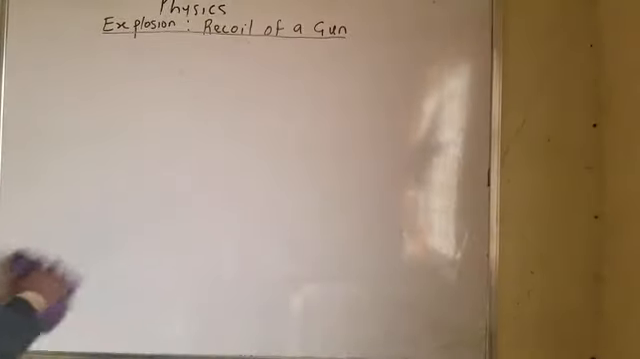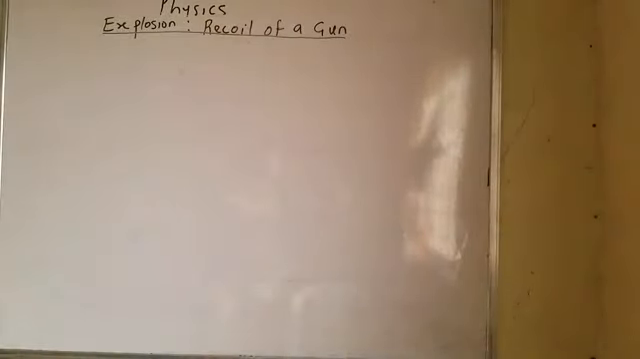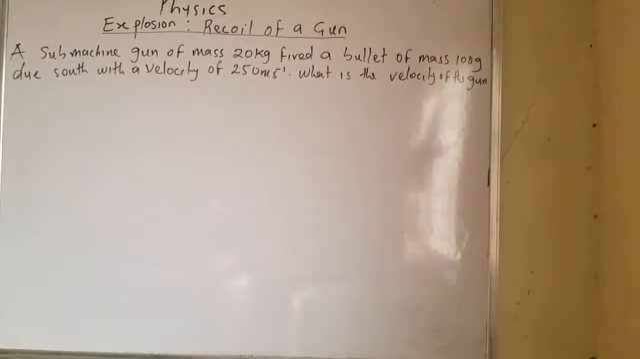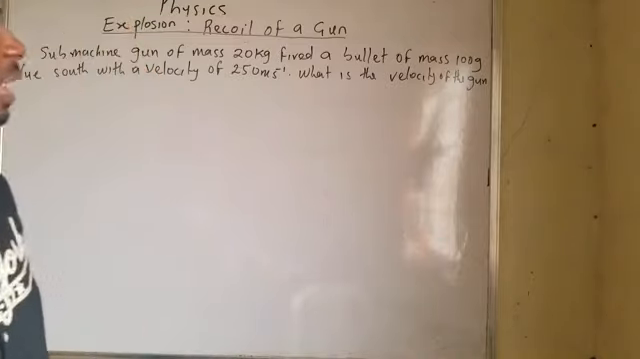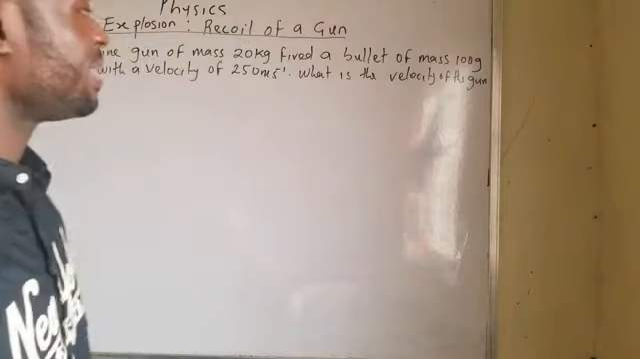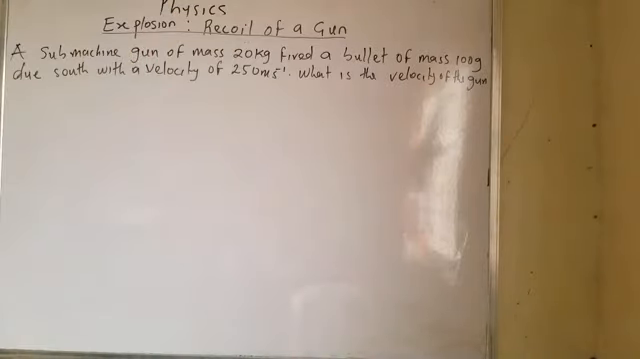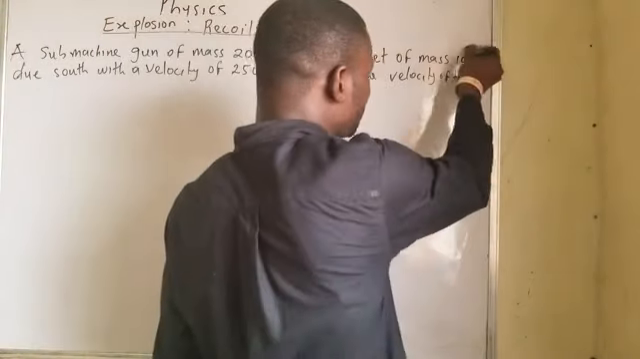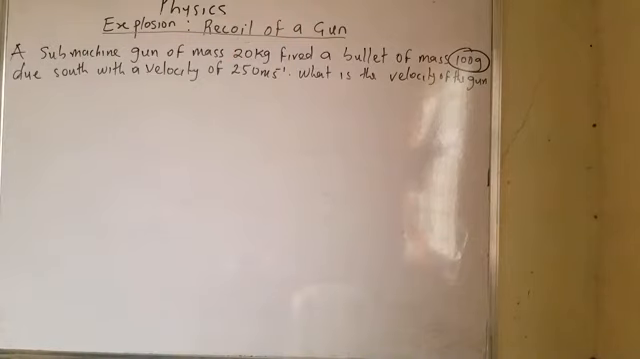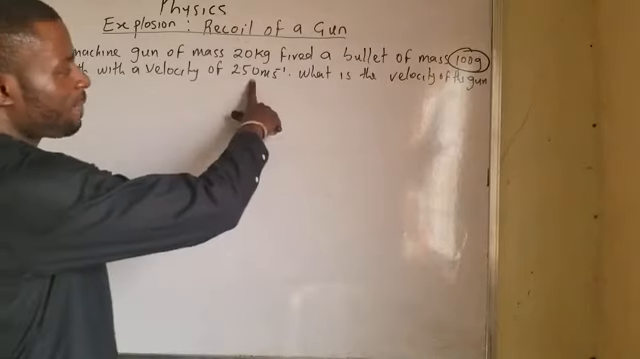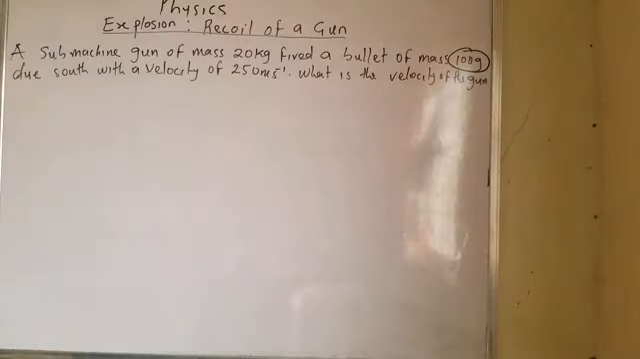Now, look at this question. A submachine gun of mass 20 kg fired a bullet of mass 100 grams. Please take note of the 100 grams, it is the technical part, because you can't use it like that. The bullet is fired due south with a velocity of 250 meters per second. What is the recoil velocity of the gun?